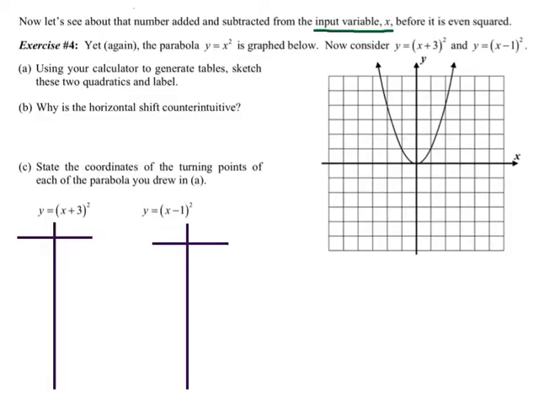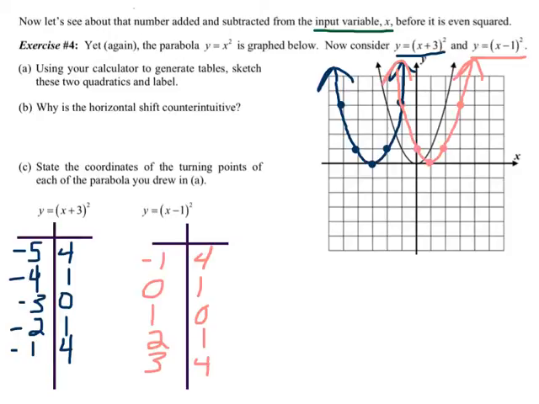Now consider y equals x plus 3 squared and y equals x minus 1 squared. Once again, I'm going to use two colors. I'm going to use blue for y equals x plus 3 squared, and pink for y equals x minus 1 squared. Go ahead and copy down all the table points: negative 5, 4, negative 4, 1, negative 3, 0, negative 2, 1, negative 1, 4, and I went ahead and plotted those. So go ahead and you can copy these tables down and graph those points.